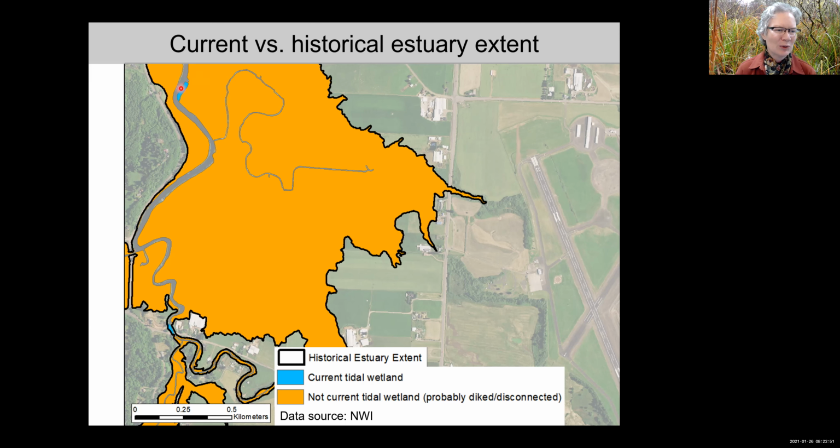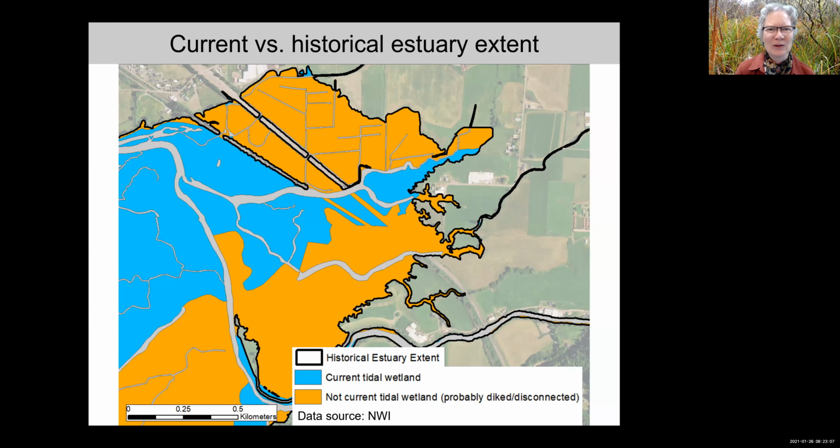Those are the small blue areas here. There aren't many in this particular area. And all the remaining areas within that historical boundary are not currently tidal wetlands and therefore would be considered areas of tidal wetland loss. And here's an example from a part of the estuary where there are some more current tidal wetlands here. So it gives you a little better sense of what that analysis looks like.